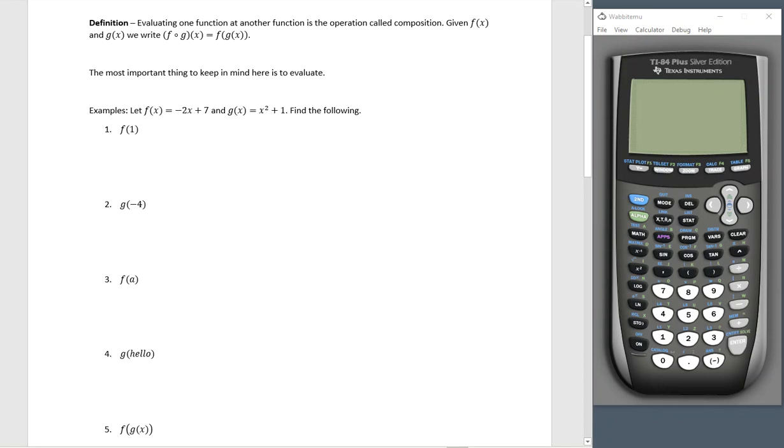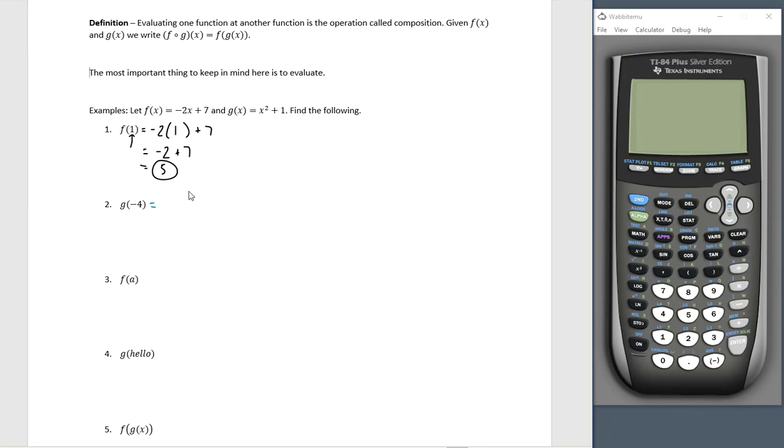If f of x is negative 2x plus 7, and g of x is x squared plus 1, we can find f of 1, right? F of 1. I know that the function f has the basic form of negative 2 times something plus 7. This 1 inside the parentheses on the left side of the equation tells us exactly what to put over here on the right side. So negative 2 times 1 plus 7 becomes negative 2 plus 7, which is 5. You can totally evaluate a function.